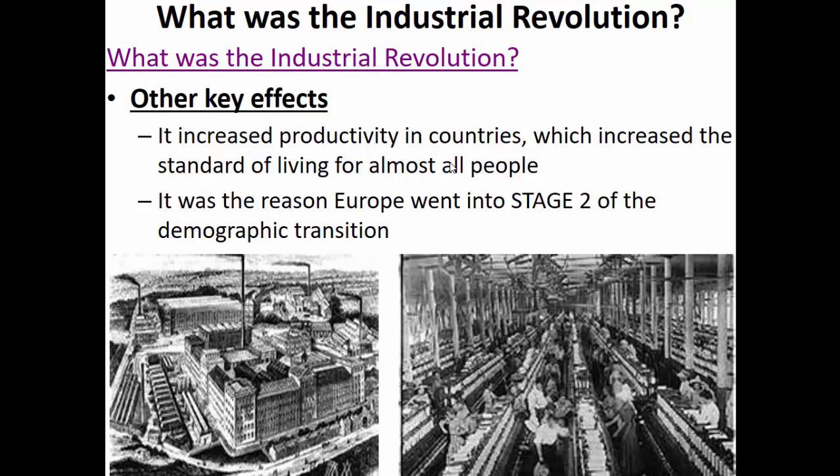Your money's going further than it did before, which means your wages are probably higher than other people who have the same job around the rest of the world. You live in better conditions or circumstances. It wasn't great. It was still horrible for the lower classes, the working classes, but it was still better than a lot of other places around the world.